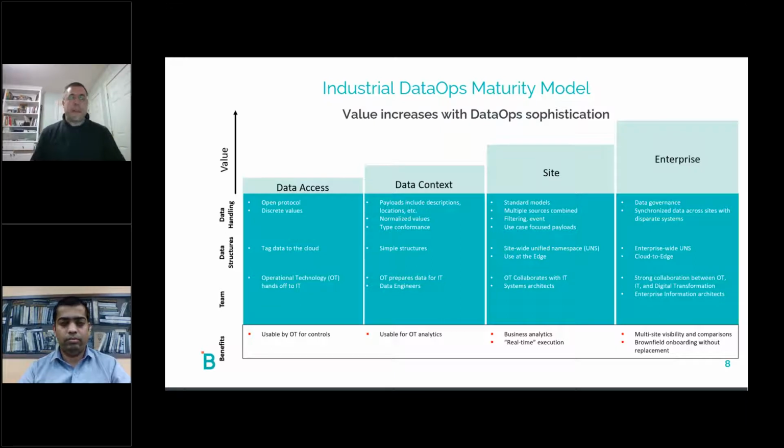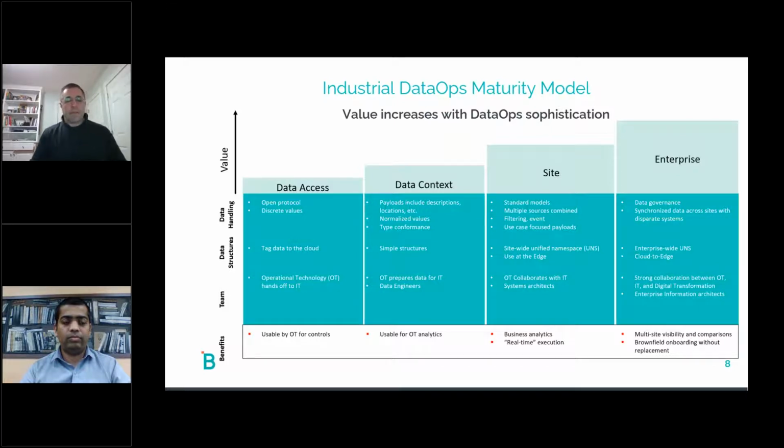The first is data access. And that's really where we use open protocols, we pull discrete tag values, we push them up into our data lakes, whether that's in the cloud or on premise. And we make that data accessible to our analytics. Now, this is the first step, and this is a great step to get started.